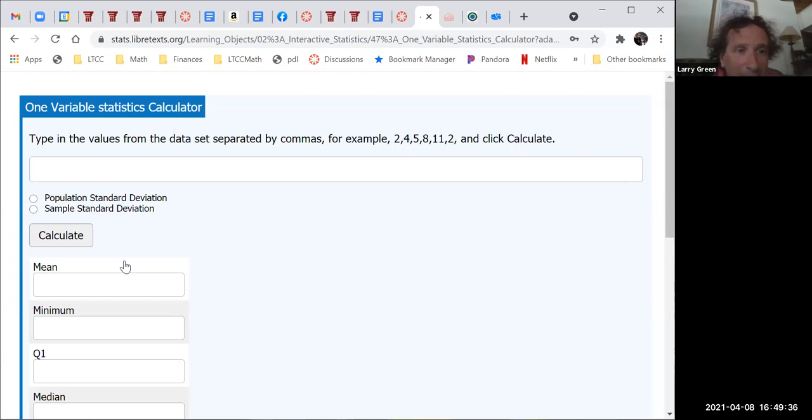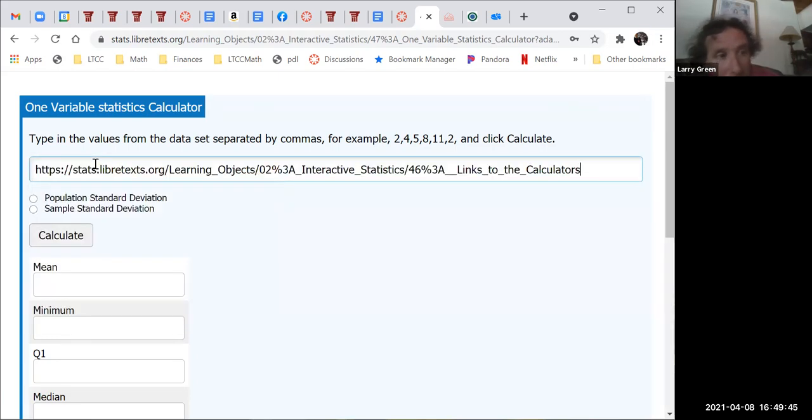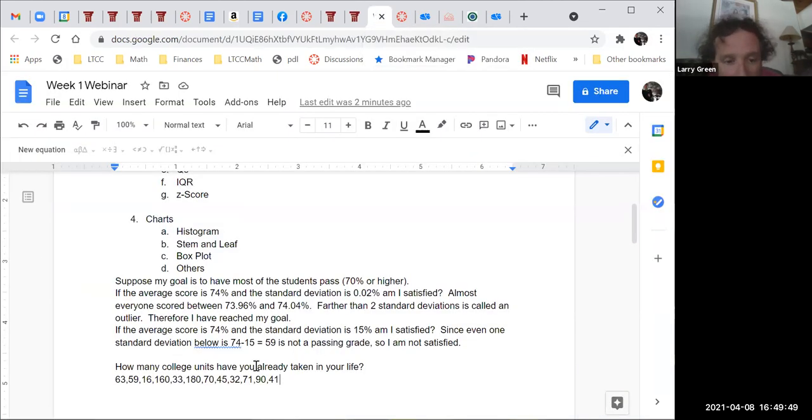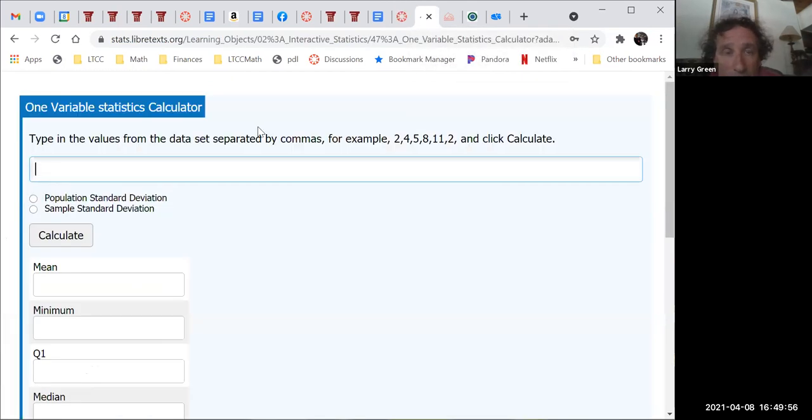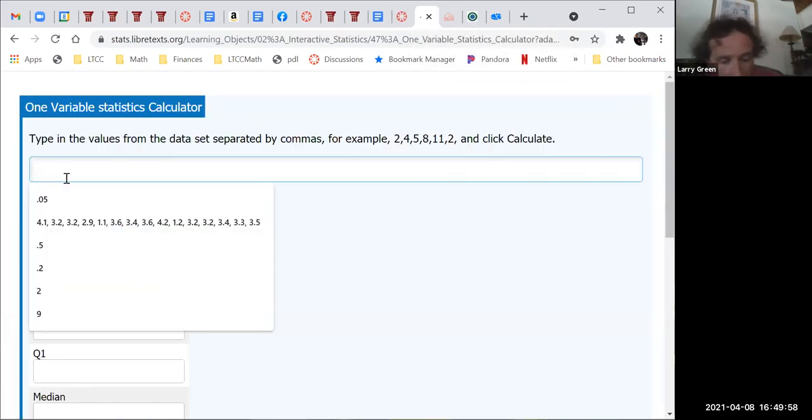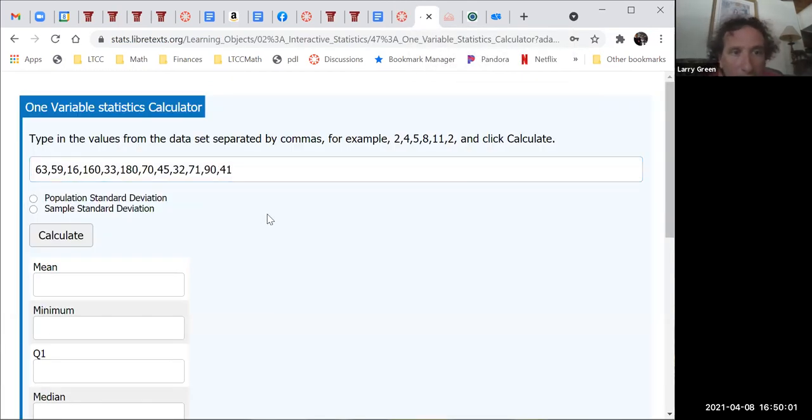So it says type in the values from the data set separated by commas, which I already did. I'm going to click on it. Whoa, I forgot. Let me do it one more time. So I've got it written. I'm going to copy and paste. So there's my numbers separated by commas. Please ask me if you have any questions about how to do this stuff.